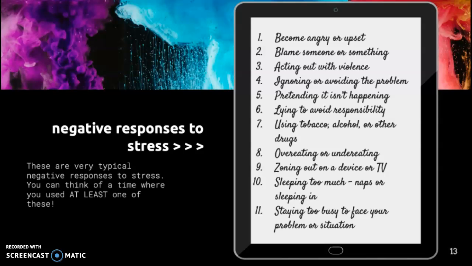I think that number 11 is what I do the most when I'm stressed out. I start to do everything and anything else that doesn't need to be done. But if I tell myself that I'm busy and I don't have time to do what's stressing me out, that's my way of handling it.